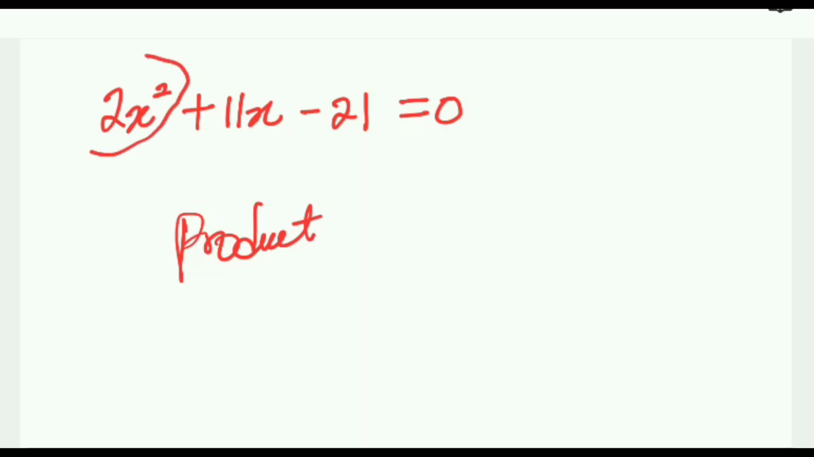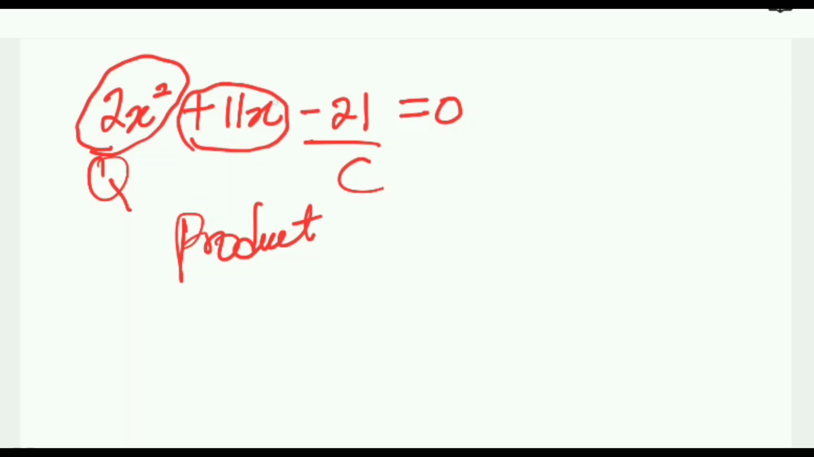The expression with the power of 2 represents the quadratic term, and then the term that does not have the variable is the constant term. The term that has a power of 1 is called the linear term.